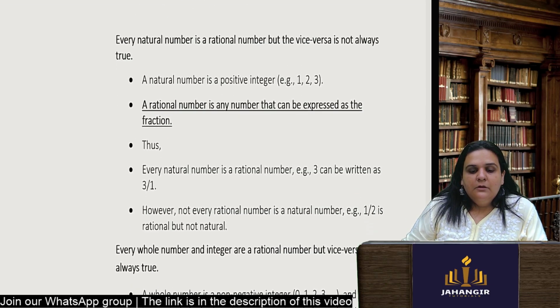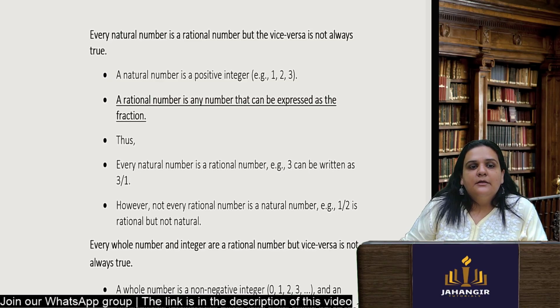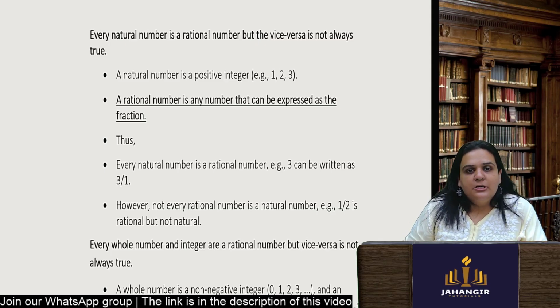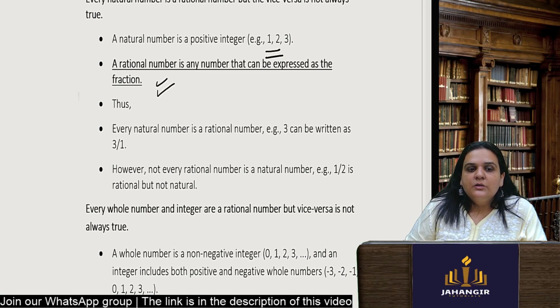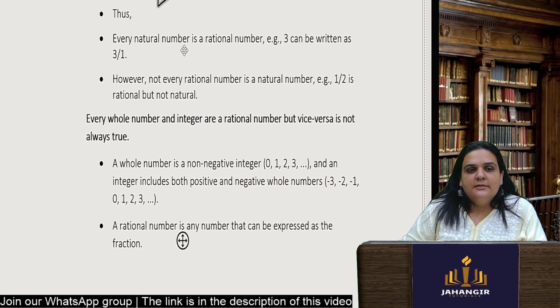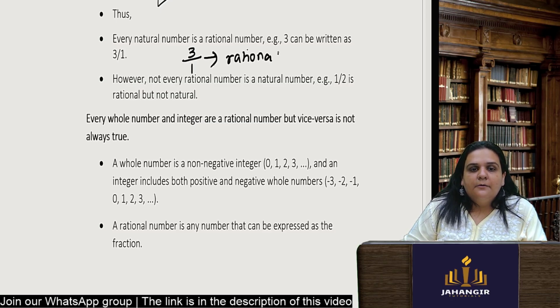Then, every natural number is a rational number. These are certain other important conclusions. Every natural number is a rational number, but every rational number is not necessarily a natural number, because natural numbers are positive integers: 1, 2, 3, 4. Rational numbers can be expressed as fractions. So a natural number is also a rational number. It can be written like this: the natural number 3 can be written as 3 upon 1, and 3 upon 1 is a rational number. But every rational number is not a natural number.